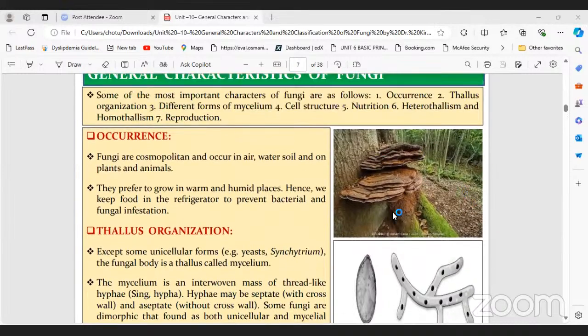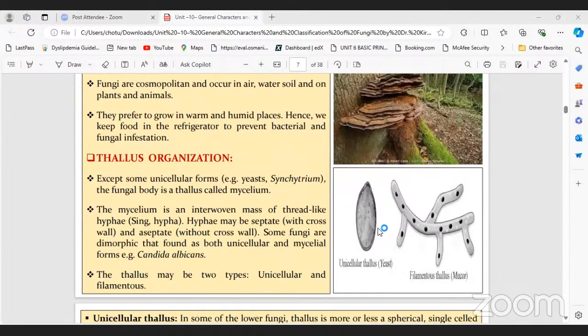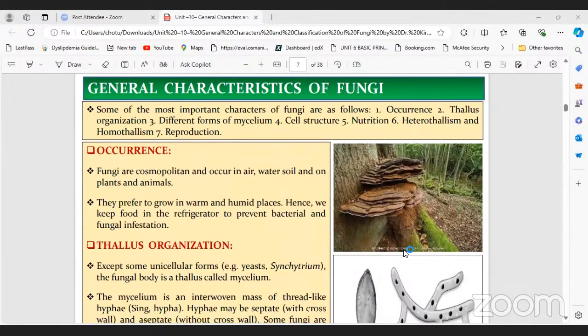You can observe the picture: these are the fungal mycelium. Occurrence of fungi is cosmopolitan; they occur in air, water, soil, and on plants and animals. They prefer to grow in warm conditions, humid places and dark places, which is why we keep food in the refrigerator to prevent bacterial and fungal infections. This is the occurrence of the fungi.